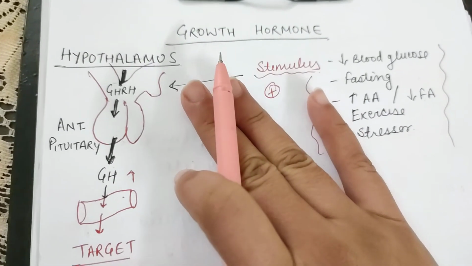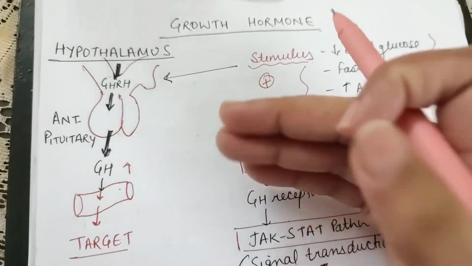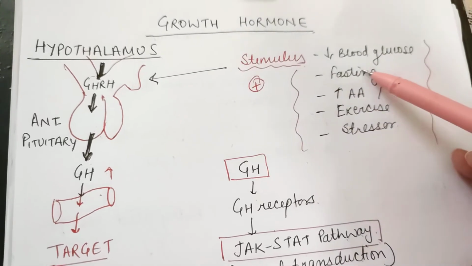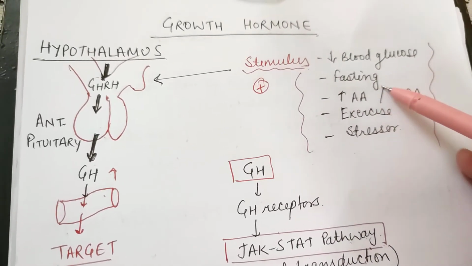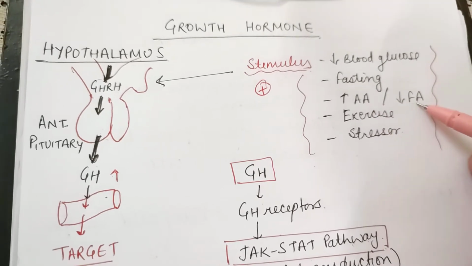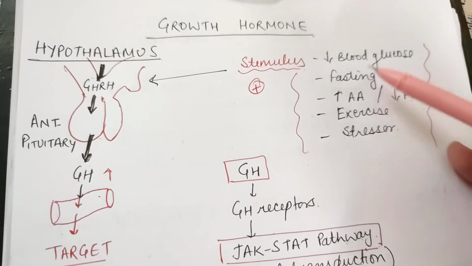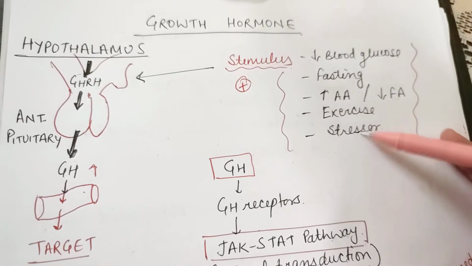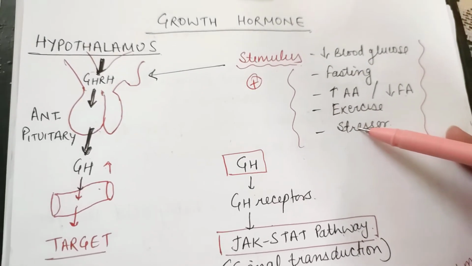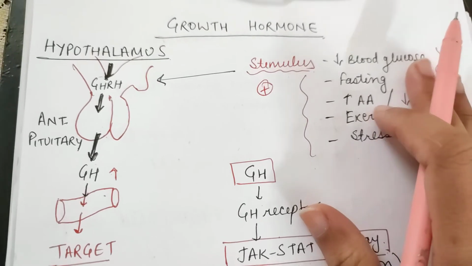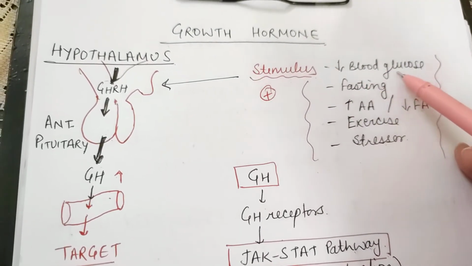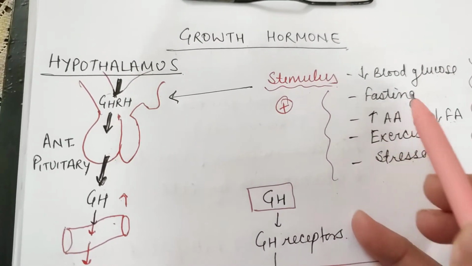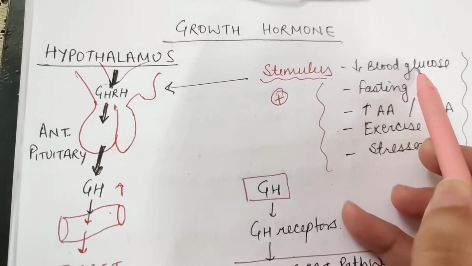Now, first of all, to understand growth hormone, we have to see what can stimulate the release of growth hormone. Growth hormone can be released if we have decreased blood sugar level or fasting, increased amino acids or decreased fatty acids, exercise and stress. Don't mug up these things. We have to understand the concept. When we talk about functions of growth hormone, you'll be very clear about every term here. So just try to remember first that it is released when there is a decrease in blood glucose concentration.